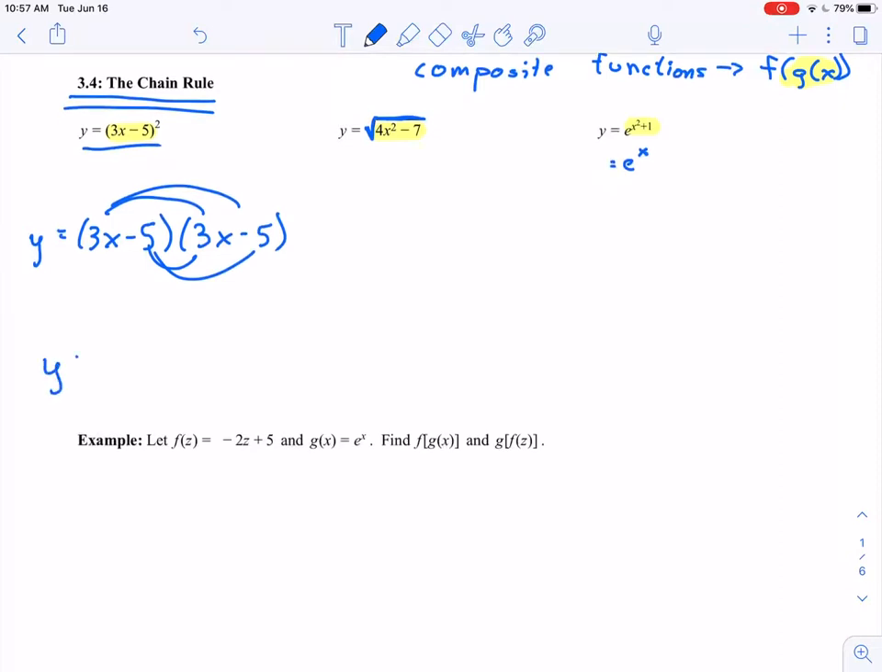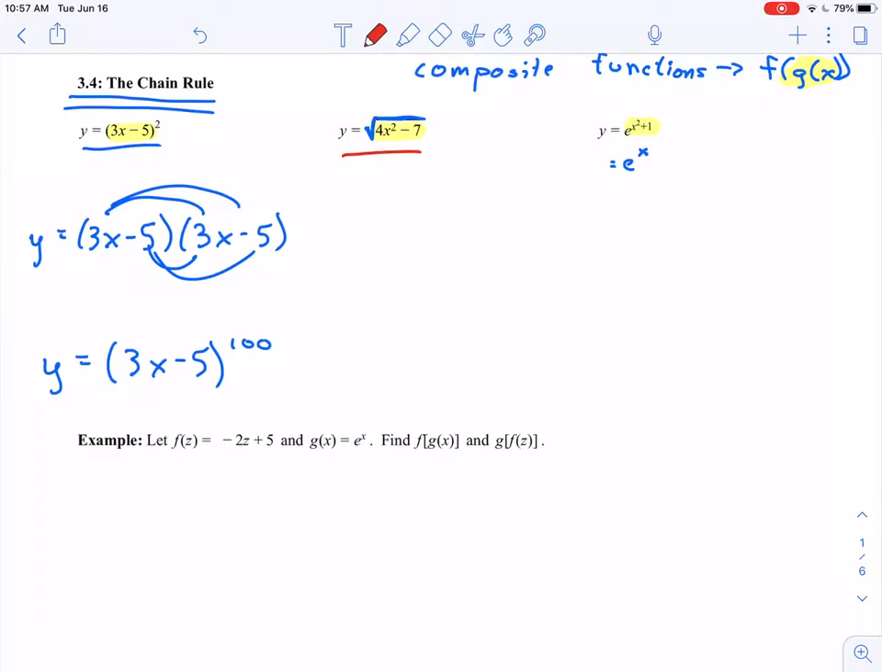But what if I have, say, y equals 3x minus 5 to the 100th power? That's not exactly something that you want to simplify. So it would be ideal if we could come up with a way to take the derivative without having to really simplify this or multiply it out. The other two functions that we're looking at here, y equals square root of 4x squared minus 7, is really not a great way we can simplify that.